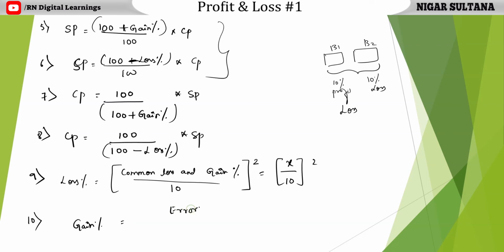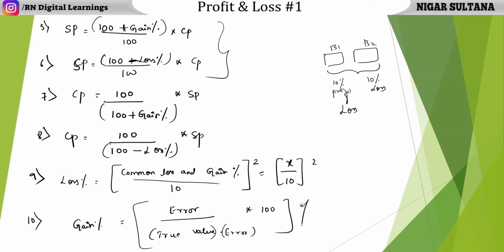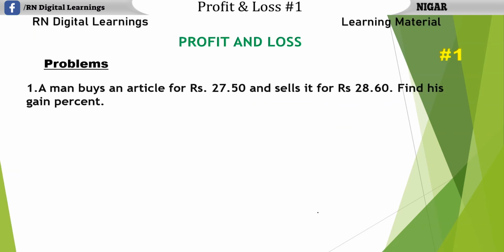Error, meaning how much error they have kept, divided by true value minus error, into 100. So this is a way to calculate the gain percent. We will understand these formulas while we are solving the problems. So now let us see the first problem.